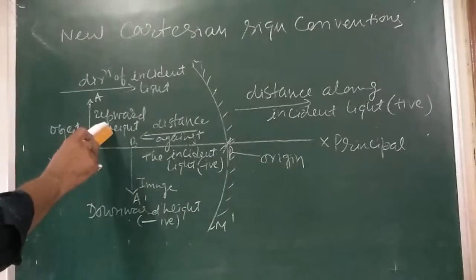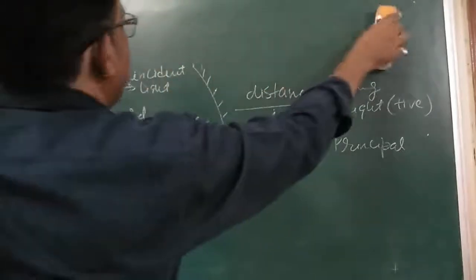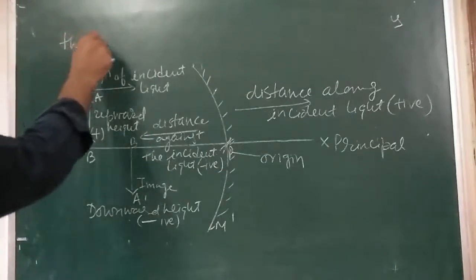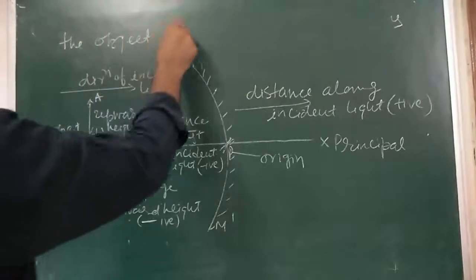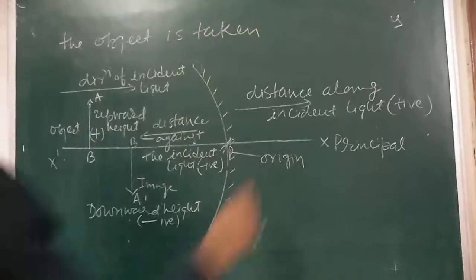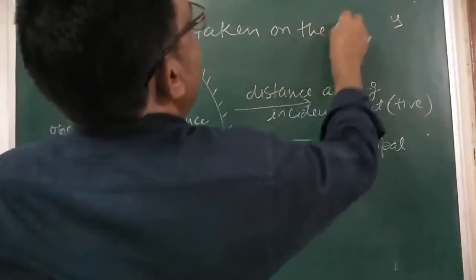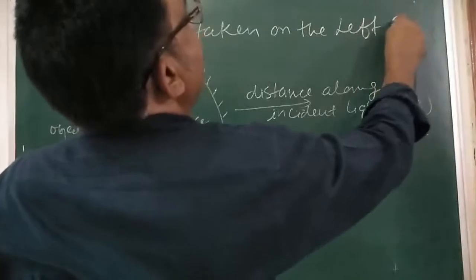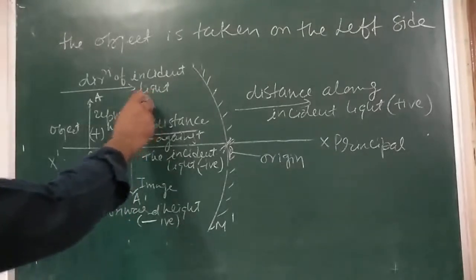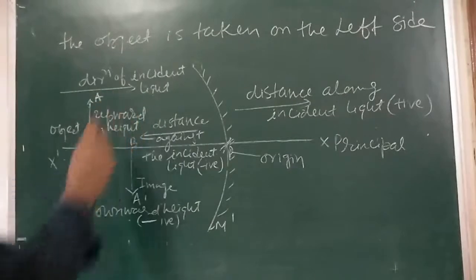The object is taken on the left side of the mirror. Write down, the object is taken on the left side of the mirror. Light is incident on the mirror from the left hand side.